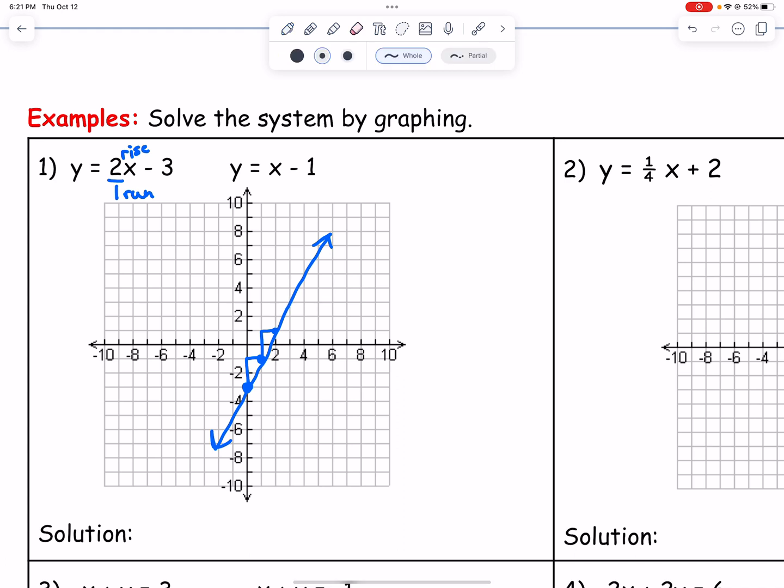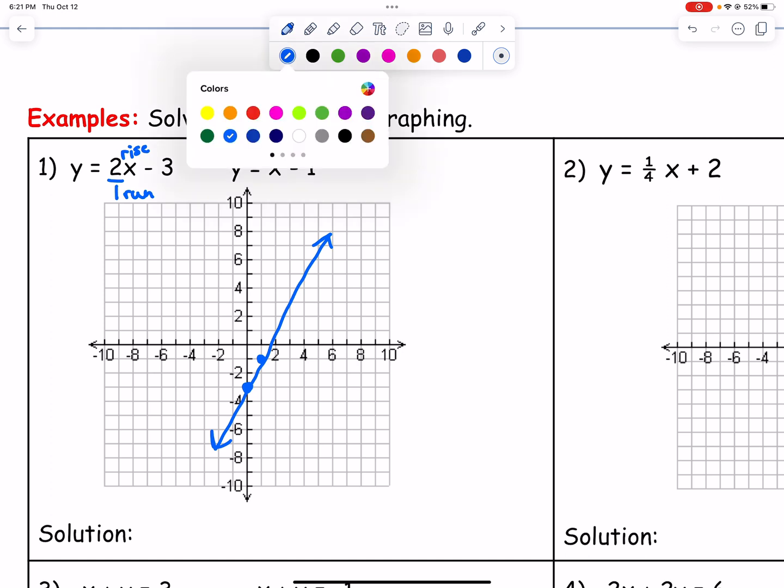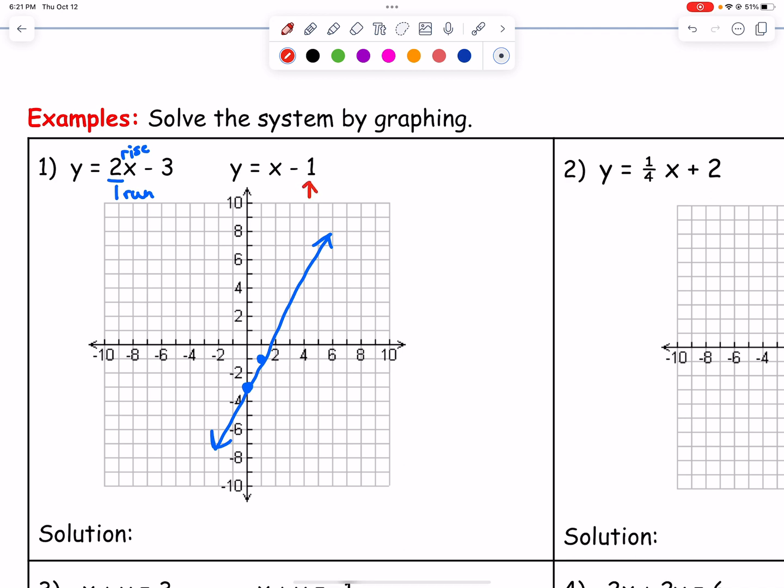Now I'm just going to erase these points that help me get my line because I don't really need those anymore. Now let's graph the second one in red. So y equals x minus 1. We have a y-intercept at negative 1, so first plot that point. That's always our starting point. And then we have a slope of 1 over 1. So from that y-intercept of negative 1, go up 1 and right 1. And then up 1, right 1, and do that a couple times. That just helps you to draw a nice straight line that goes with that equation.